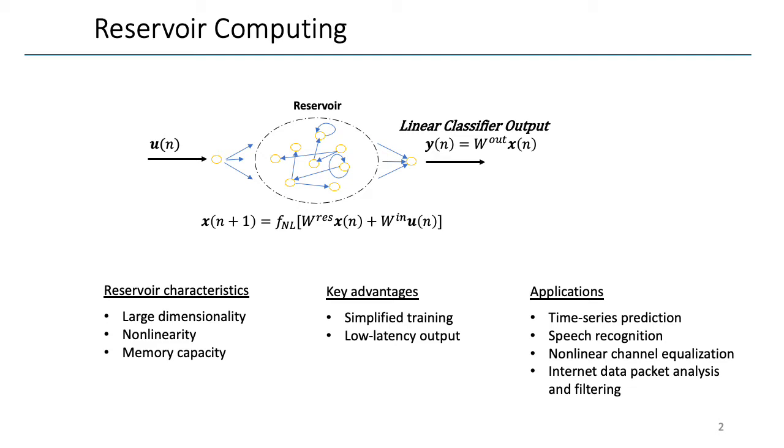One of the key advantages of the reservoir computer is that only the final readout weights are trained, using linear regression techniques. This greatly simplifies the training process of the network. In addition, the single output layer allows for lower latency computation compared to deep neural networks. Potential applications for reservoir computers include time series prediction, speech recognition, nonlinear channel equalization in free space communication networks, as well as low latency internet data packet analysis and filtering.